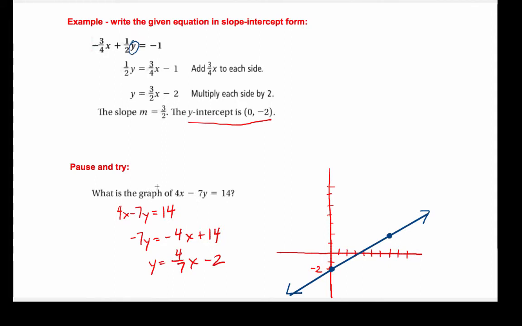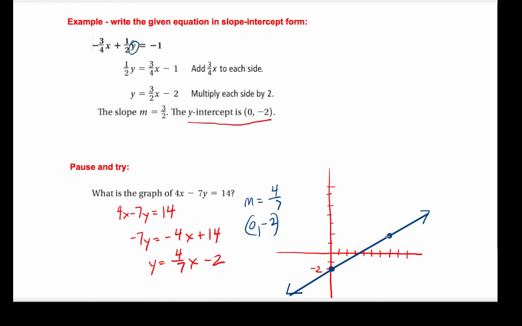Okay, so when I solve this for y, I get y equals 4/7 x minus 2. So that tells me that I have a slope of 4/7, and I have a y-intercept of (0, -2). So I start off by plotting the y-intercept (0, -2), and then from there I use my slope to go up 4 units, and then I go over 7 units.